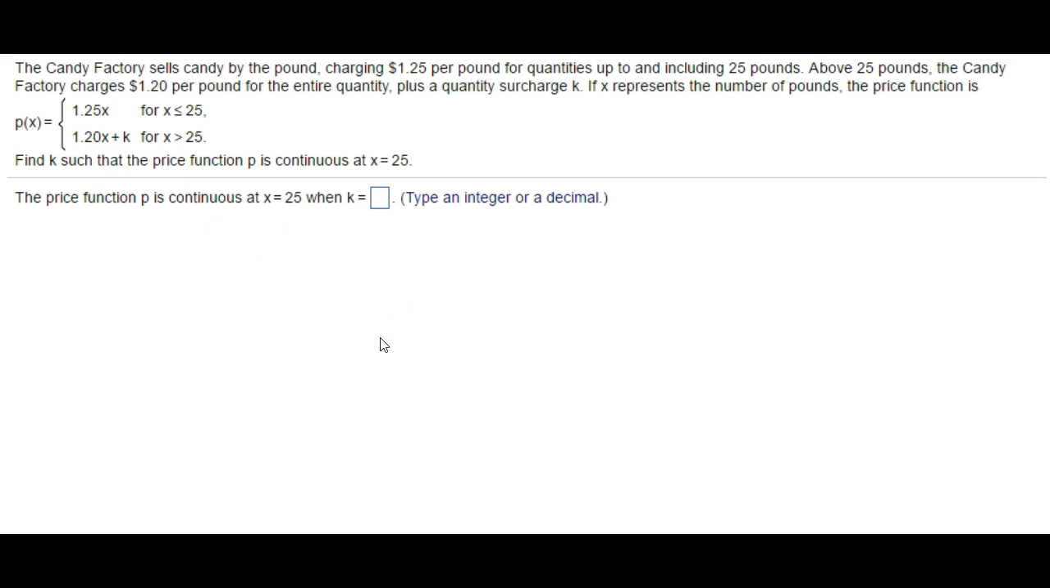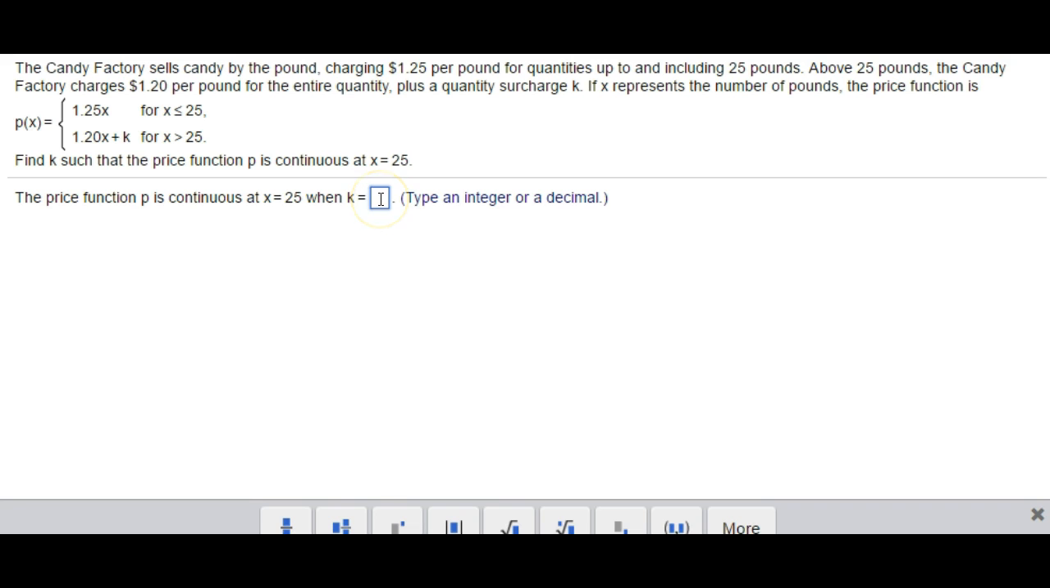If the pieces of the function match up there, and of course if we put 25 in, we'd be using the top piece, we'd still get 31.25. Everything matches up, the function would be continuous when k is equal to 1.25.